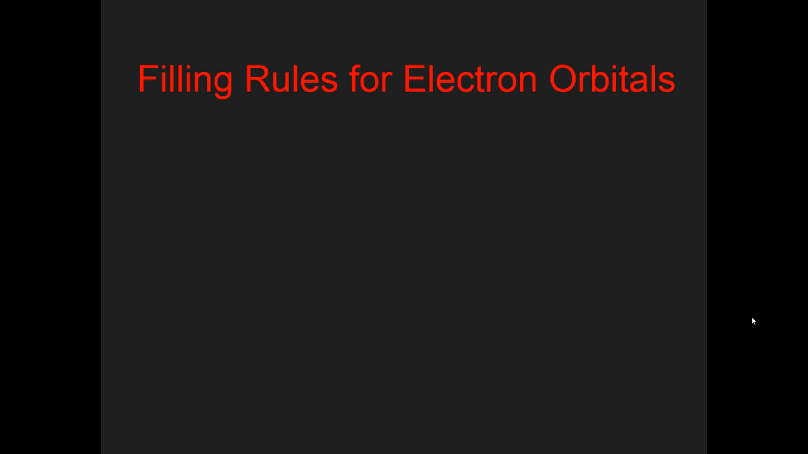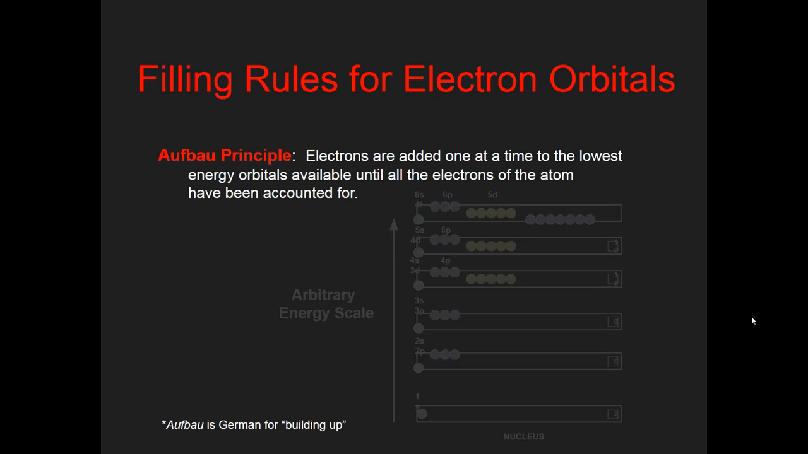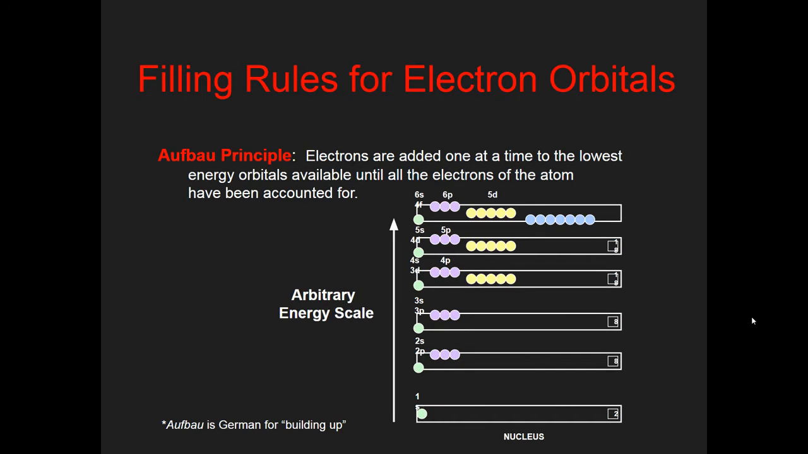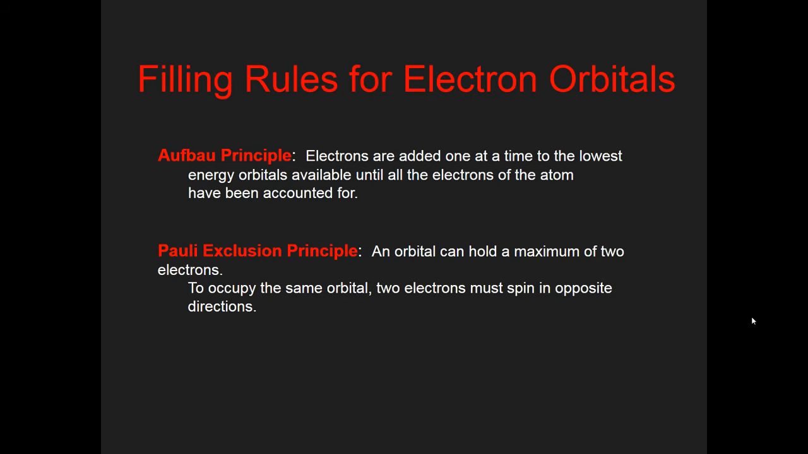There are three rules for filling electron orbitals, or giving the electron in the atom its quantum numbers. First rule is what we call the Aufbau principle. Electrons are added to the lowest energy orbitals first before they move up to a higher energy orbital. We'll go over each one of these individually a little bit more. Basically, it's just saying that electrons want to be as low energy as possible, and that's really the same as the Bohr model. We started at the lowest energy, closest to the nucleus, and then moved our way up from there. Okay? The next rule is called the Pauli exclusion principle.